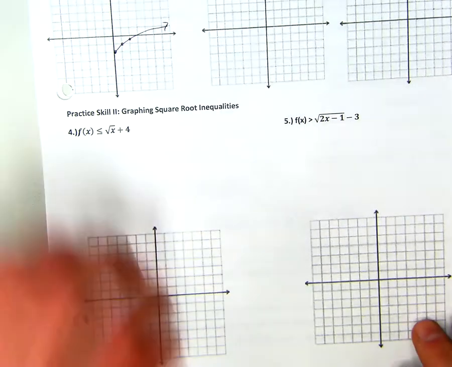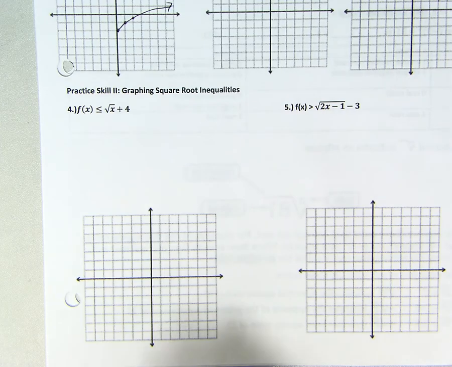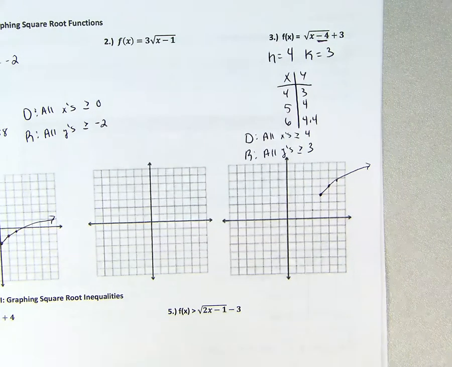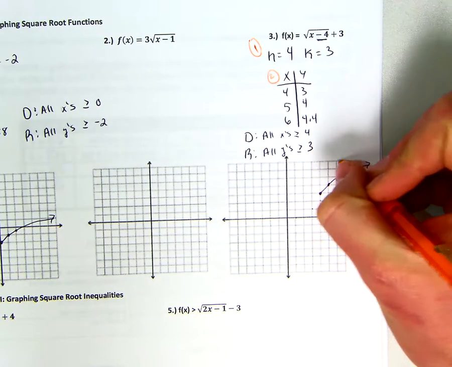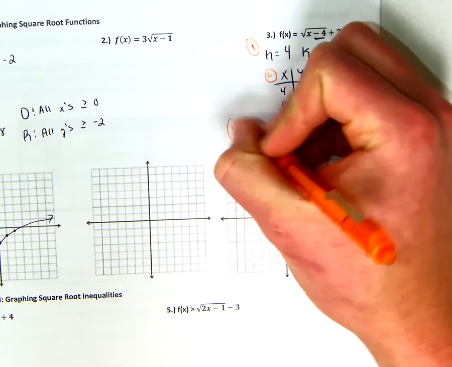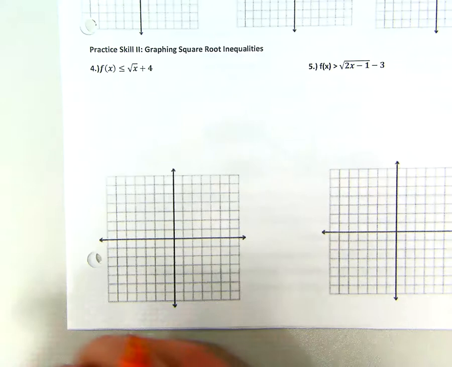Now we're going to go down to skill number 2. This is graphing square root inequalities. Everything is the exact same, right? If we take a look here, here's our step 1, our step 2, our step 3, and our step 4. You're going to have those same 4 steps, and then you have a 5th step at the end.